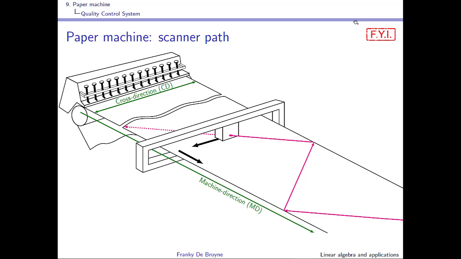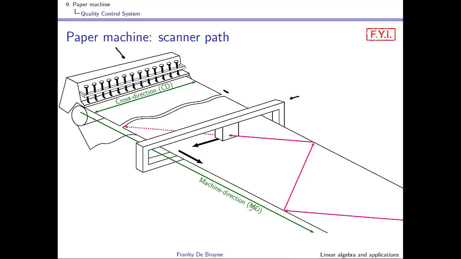You can see there on top of the machine that you have the head box with all the actuators that allow you to open and close the lip locally. Normally you have a scanner at the end of the machine. This is not a realistic situation, as indicated here. There is a huge distance between the head box and the scanner, but this is just to explain.